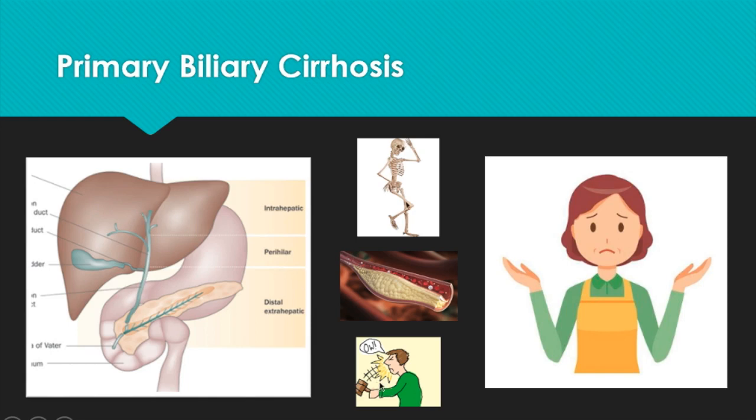A couple of things to be aware of. First, this is autoimmune, meaning the body is doing this to itself. And anytime there's an autoimmune disease, there's a likelihood that that patient has another autoimmune process going on. These patients also tend to get osteoporosis, and they have a very high lipid count.